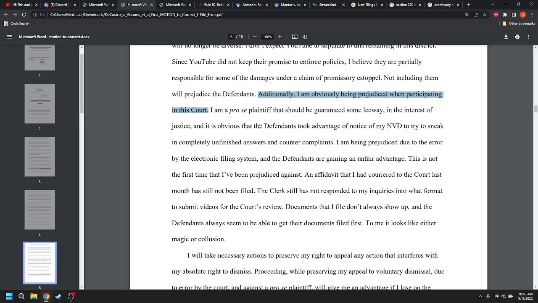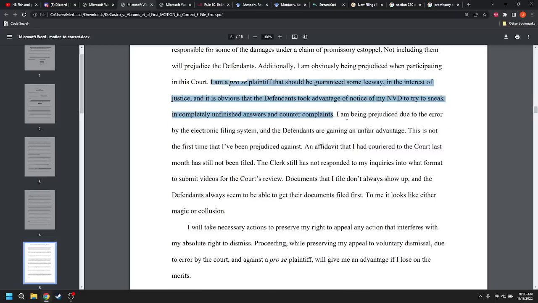I'm a pro se plaintiff that should be granted some leeway, which we went over, in the interest of justice, and is obvious. The defendants took advantage of notice of my NVD to try to sneak in completely unfinished answers and counter complaints. They seem to be completed. Now, I quibbled and nitpicked with them, but they were legally sufficient in my estimation to put plaintiff on notice of the counterclaims against him, and I think it was fine. Again, my analysis of them was nitpicky, but that was it. I think they'll hold up.